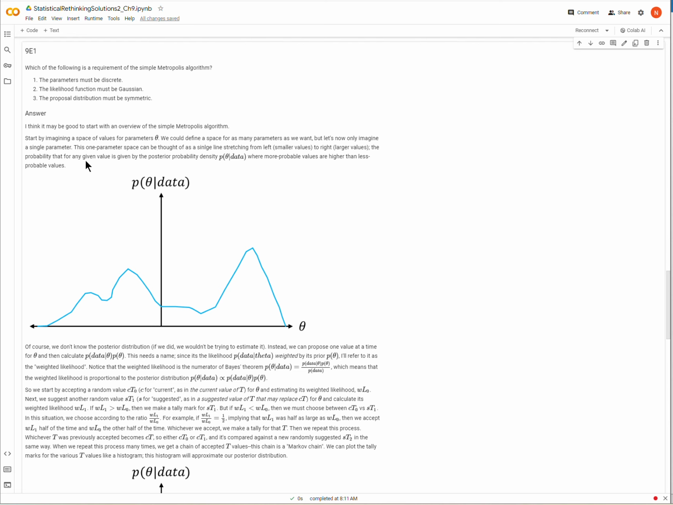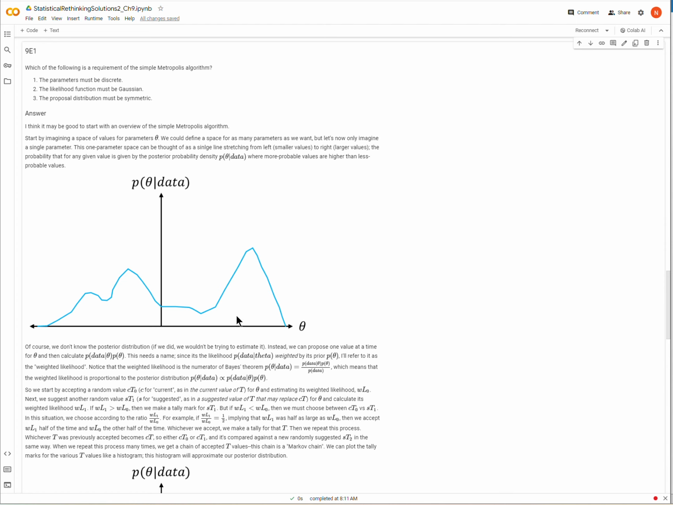Here's my version of the Metropolis algorithm. We imagine a space of parameter values, theta. Theta could represent one parameter, or it could represent many parameters. We imagine a space where these potential values sit. For our demonstration here, we'll just imagine one parameter, theta, and that means its space of values is just a line, like I have in this figure here.